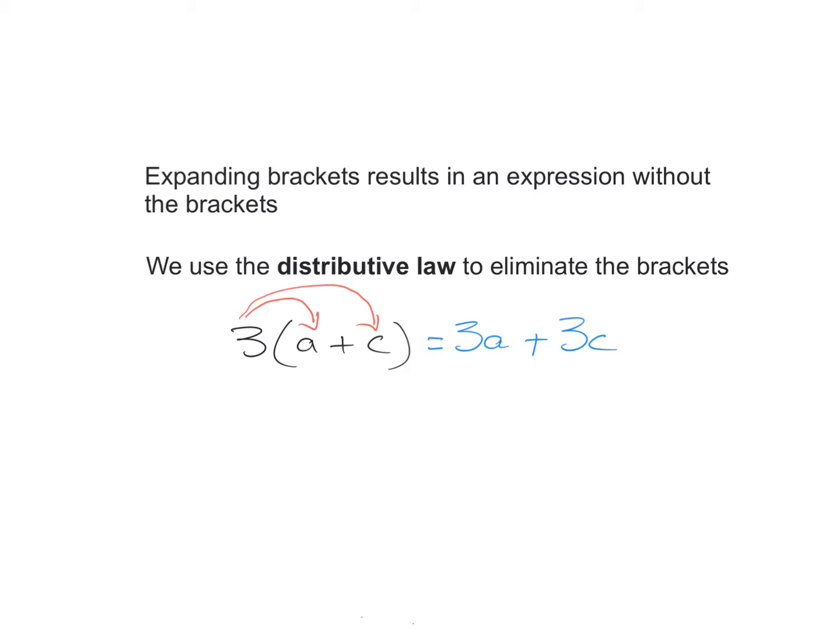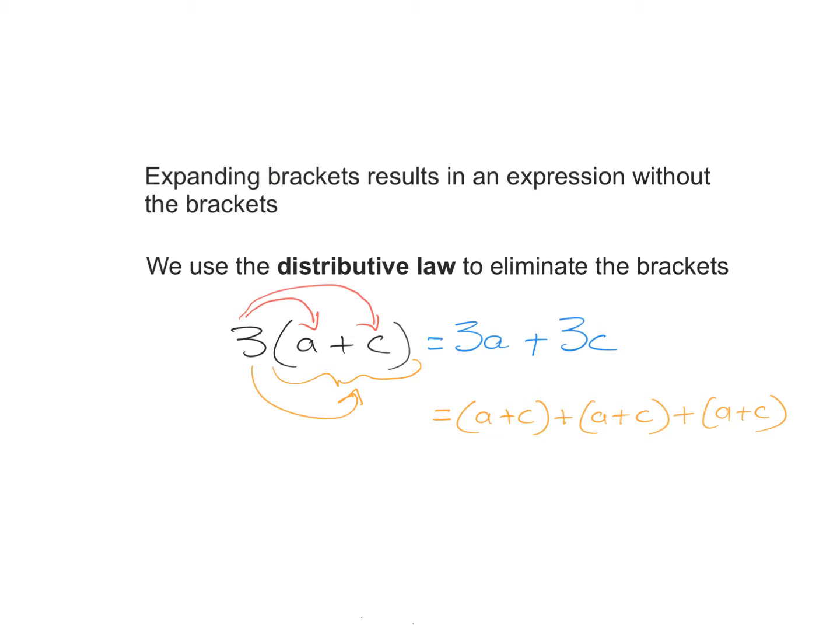Now another way we could look at this is we could say 3 multiplied by the whole bracket a plus c. So 3 multiplied by this whole bracket, okay, and it would look something like this. We would have our first bracket, a plus c, that's once, plus a plus c, that's now twice, plus a plus c, and that will now give us our third multiplication of the whole bracket.